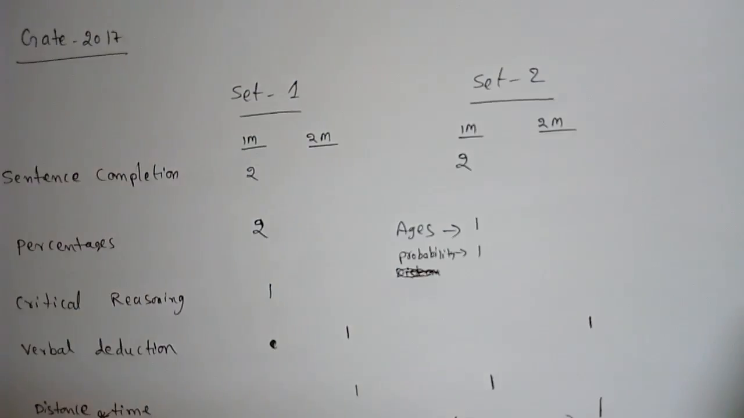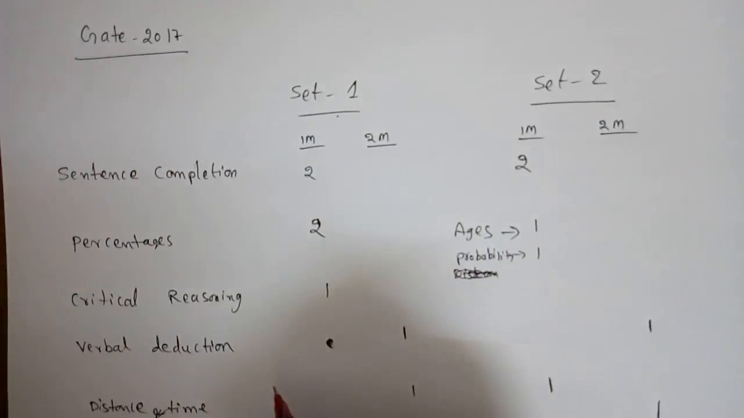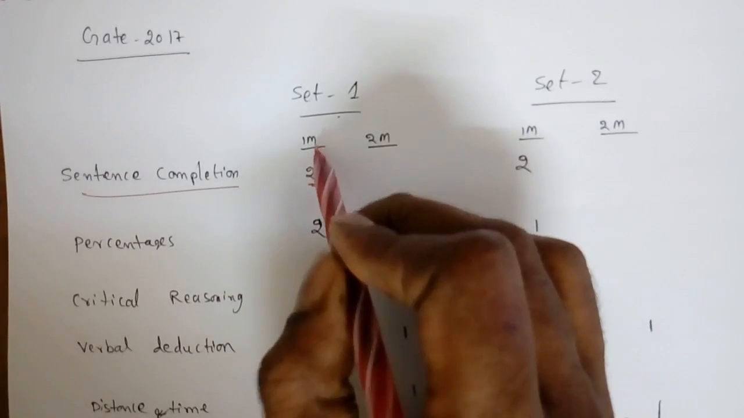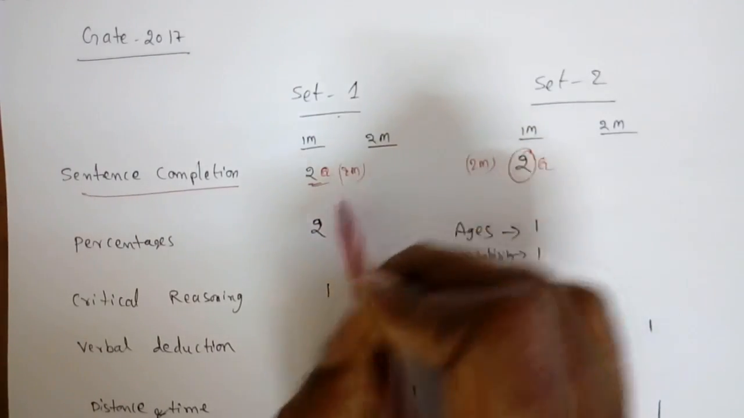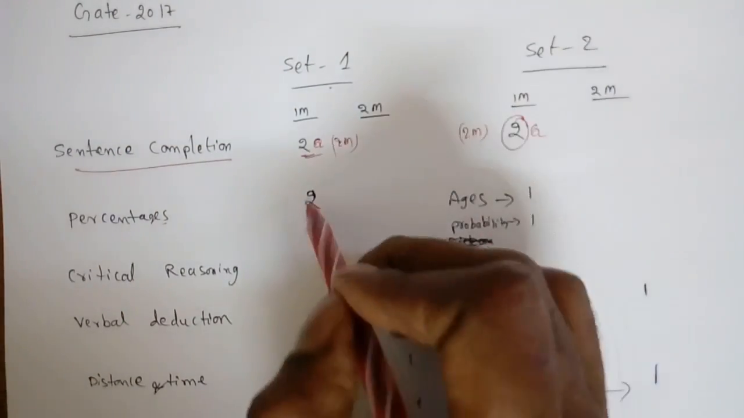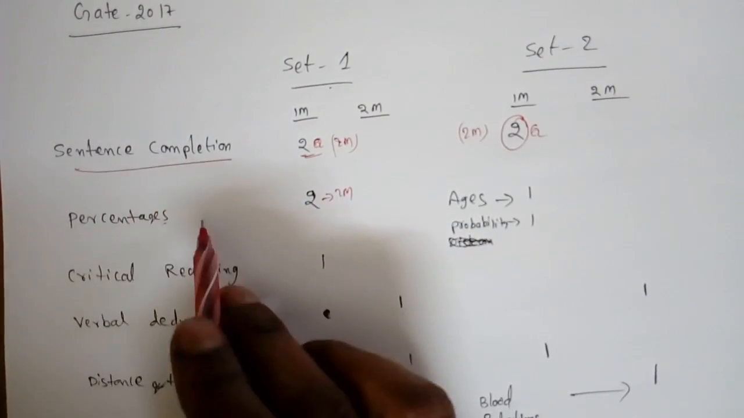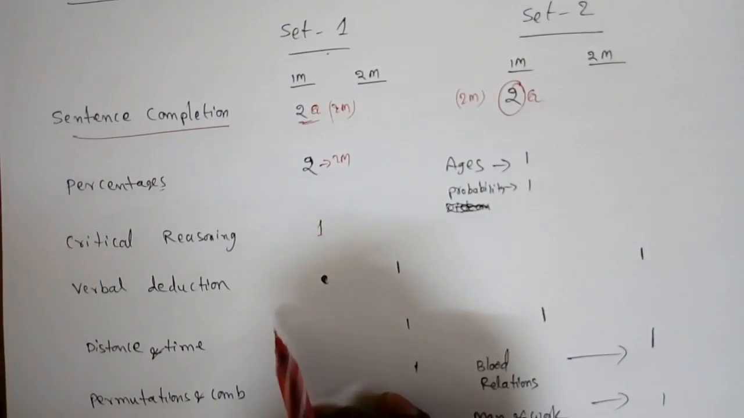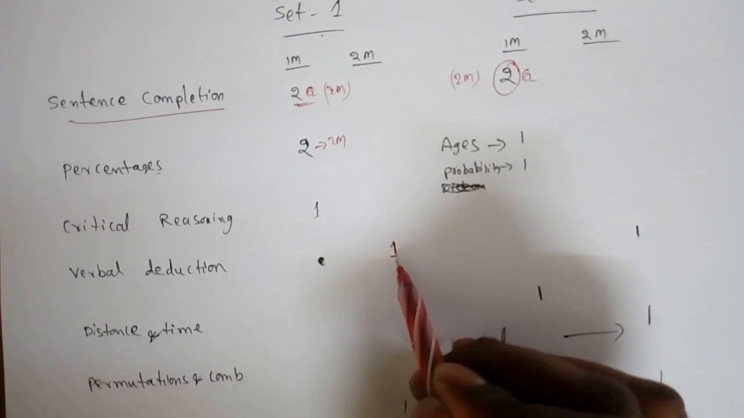Now if I see the GATE 2017 marks-wise performance, in set 1 and set 2, 1 mark and 2 marks. Sentence completions, we got 2 marks, that is 2 questions from set 1 as well as set 2, that means 2 marks, right? Sentence completion only. Next one, percentages, we got 2 questions in set 1, so that is for 2 marks. Then critical reasoning, a question in set 1, 1 mark, that is 1 question, right? Next, verbal deduction, where a paragraph is given and you find the conclusion.